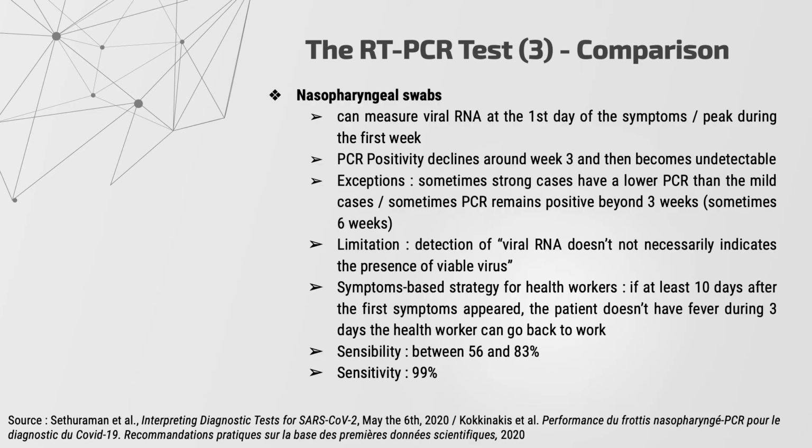Okay, to talk about the comparison, from the three types that I mentioned before. So the first one is the nasopharyngeal swabs. As we can see, it can measure the viral RNA at the first day of the symptoms or the peak during the first week. However, this swab has a limitation, which is that the detection of the viral RNA does not necessarily indicate the presence of viable virus. And from here, we can see that the sensitivity is between 56 to 83%, and the specificity is 99%.